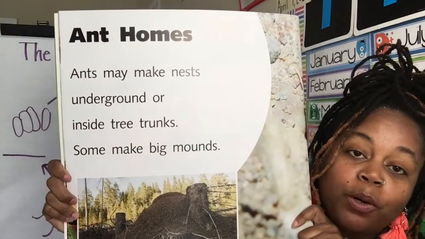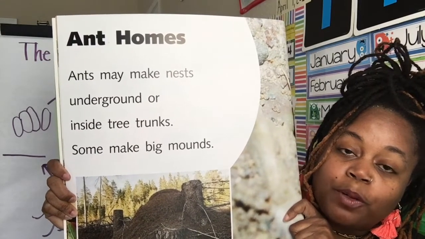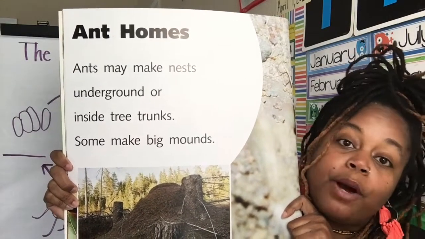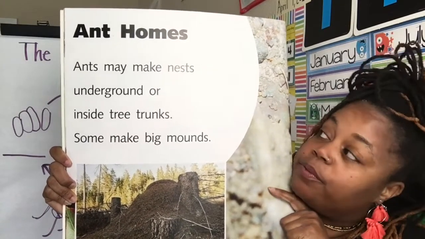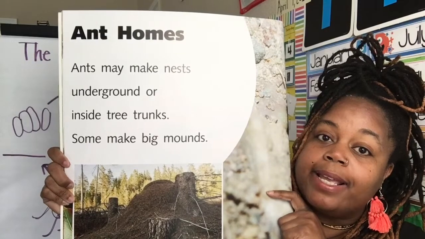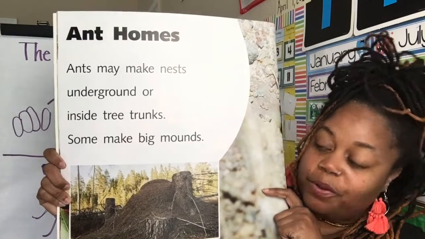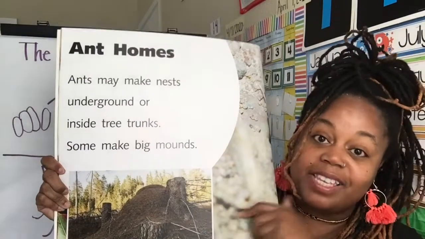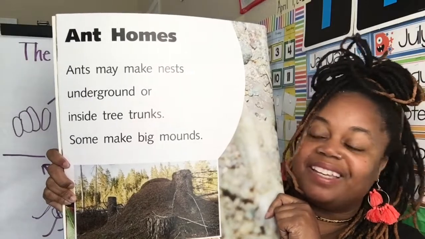Can you point at the bold print? Remember, the bold print is the dark, thick, fat words that you see, and it tells you what that part of the text is going to be about, or what is going to be on that page. Okay, ant homes. Ants may make nests underground or inside tree trunks. Some make big mounds. The mounds are what we would normally see at school. We've never seen them this large, but we've seen them, and if you step in it, oh, you're in for something.